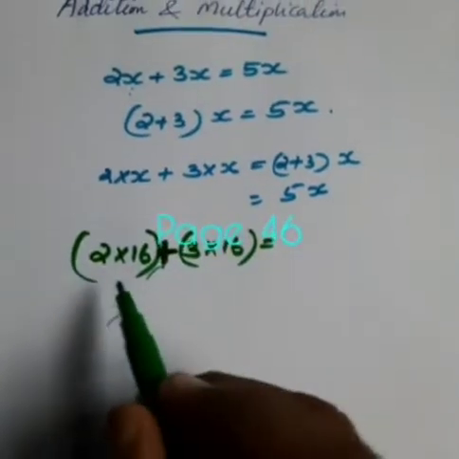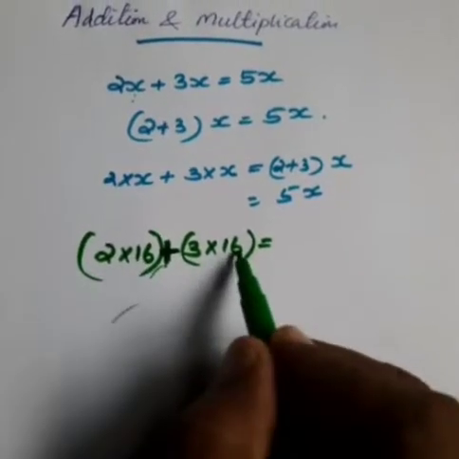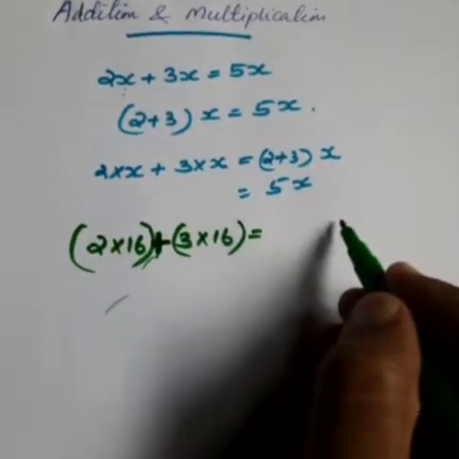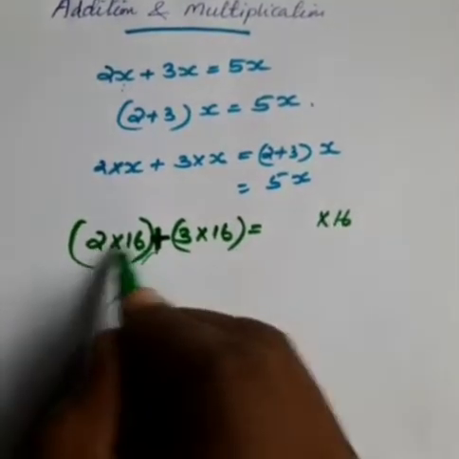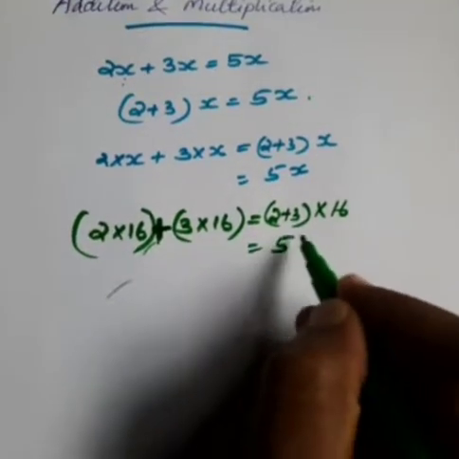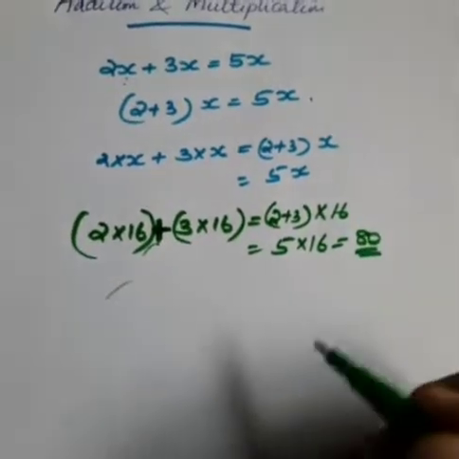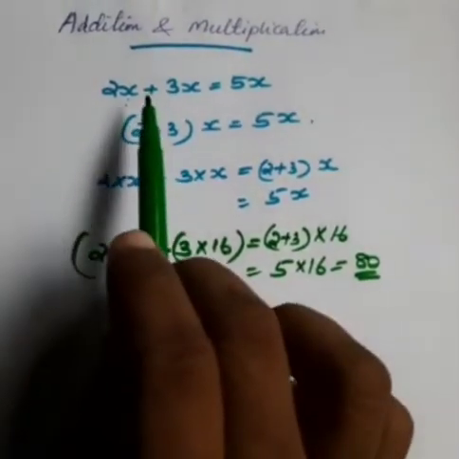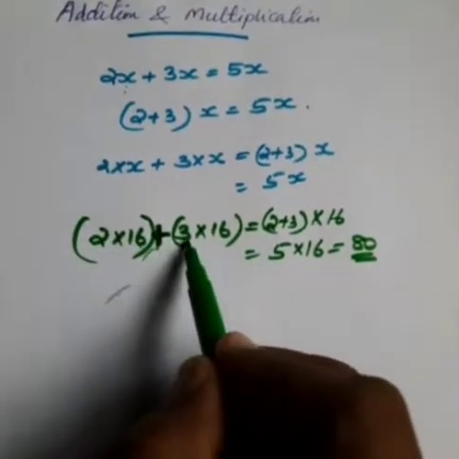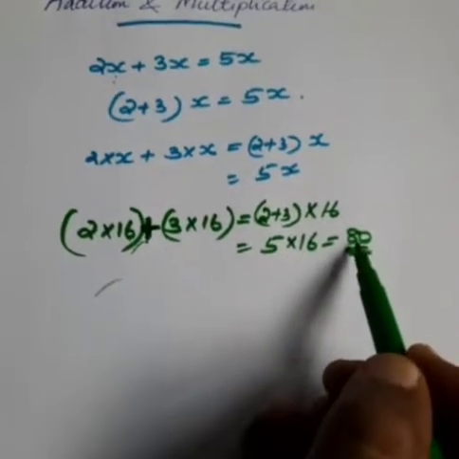Another example, see that one. 2 into 16 plus 3 into 16. 16 is common for both. Okay, so what happens? 16 we can take outside, and 2 plus 3 is added. So 2 plus 3 is 5. 5 into 16. Okay, we will get 80. So same like this one: 2x plus 3x is equal to 5x. 2 into 16 plus 3 into 16 is equal to 2 plus 3 into 16. That you can take as 80.